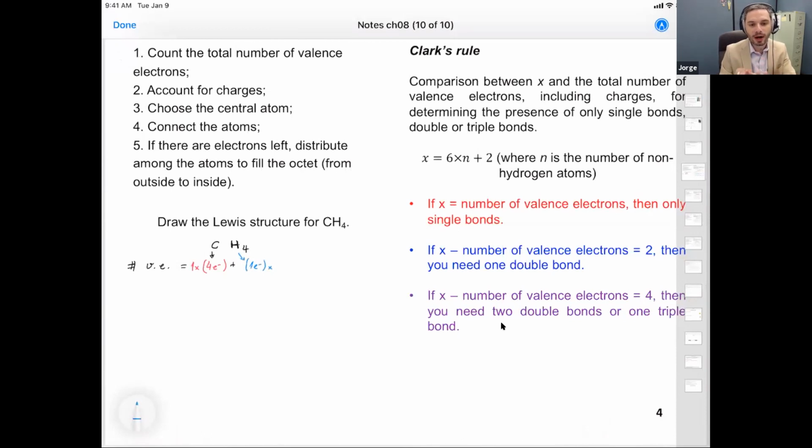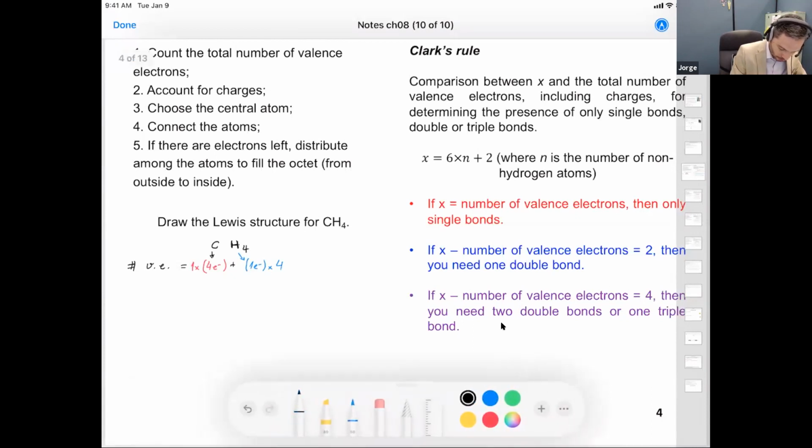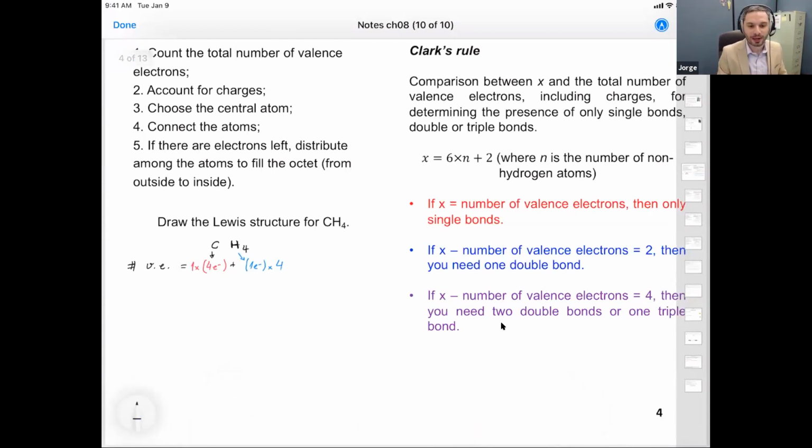However, we have 4 atoms of hydrogen, therefore we have to multiply each valence electron by 4. So always, always, always multiply the number of electrons by the number of atoms that you have in the structure. So that gives us 8 electrons. Okay, so 8 electrons is the total number of electrons in the compound, and I'm going to use those 8 electrons to connect all the atoms in the structure.